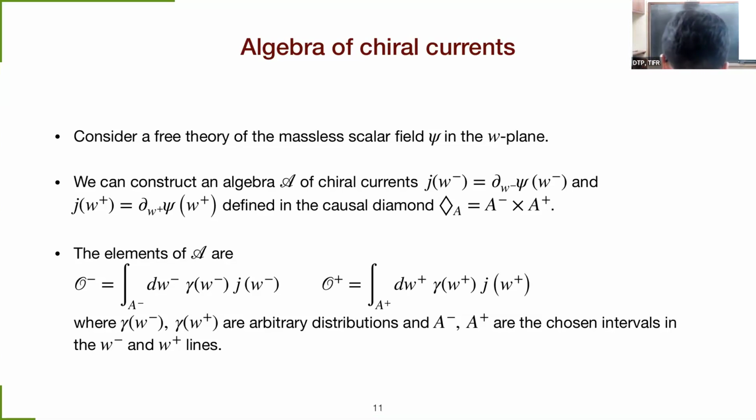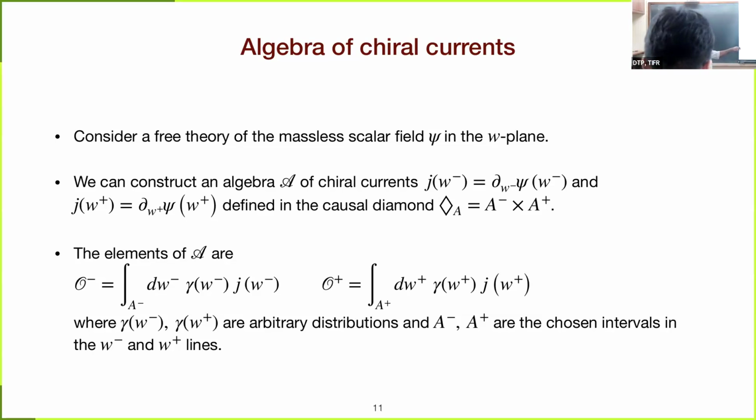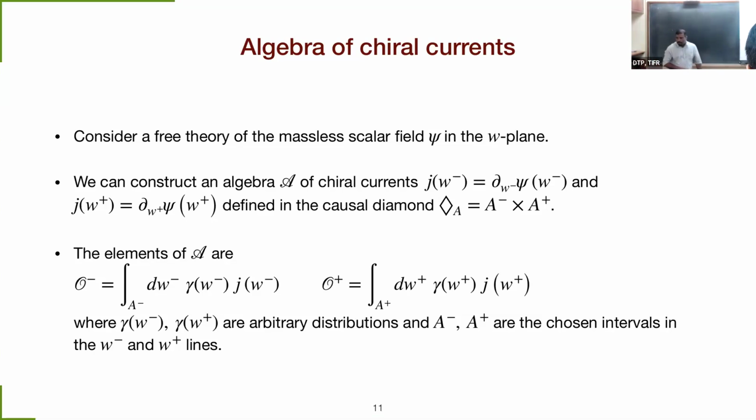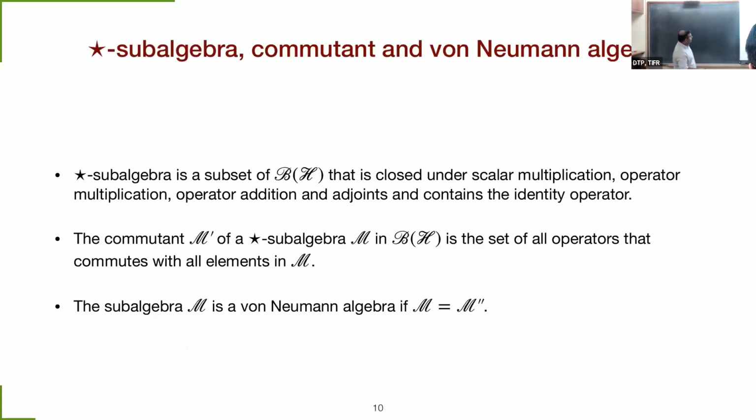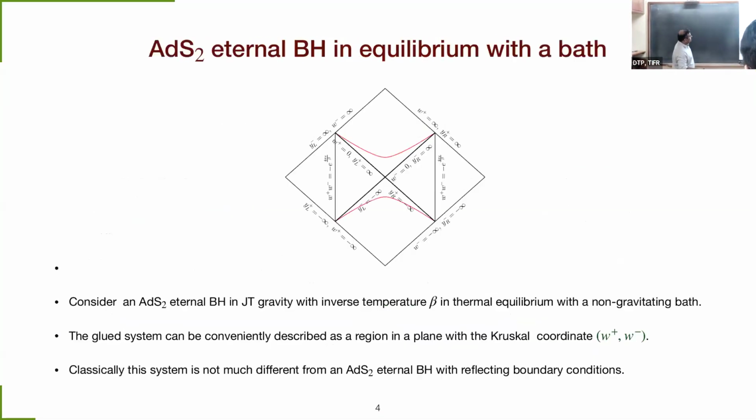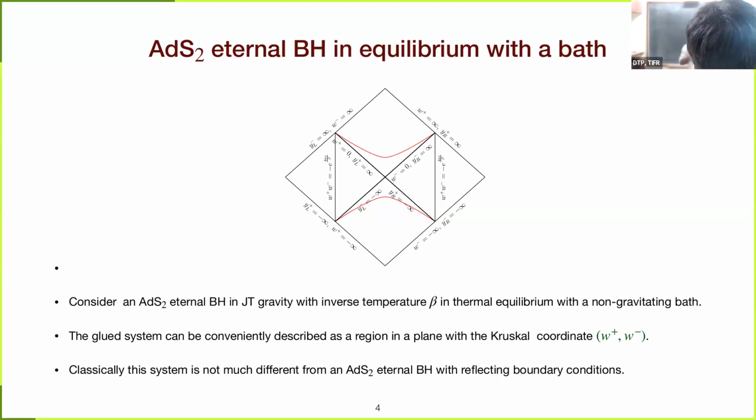Okay, so this O plus and O minus, if you consider a causal diamond delta A, where A minus is the interval along the plus direction, and A plus is the interval along the minus direction. You just take the product, basically you construct a diamond, and within the diamond, you construct these operators. In the previous picture, where is this happening? Here. So let's say if you're constructing an operator algebra within the bar, you could just consider a diamond here. We'll show you such figures.